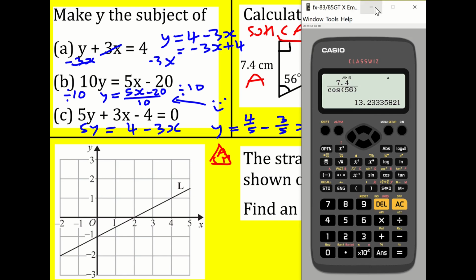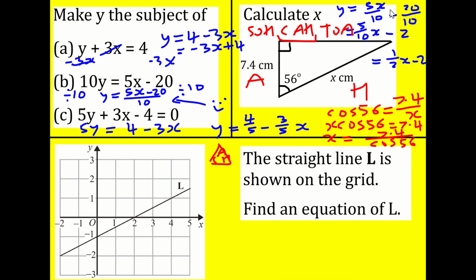Okay, 13.23, which I might round to 13.2 centimeters. Okay, good. That trig question's done.